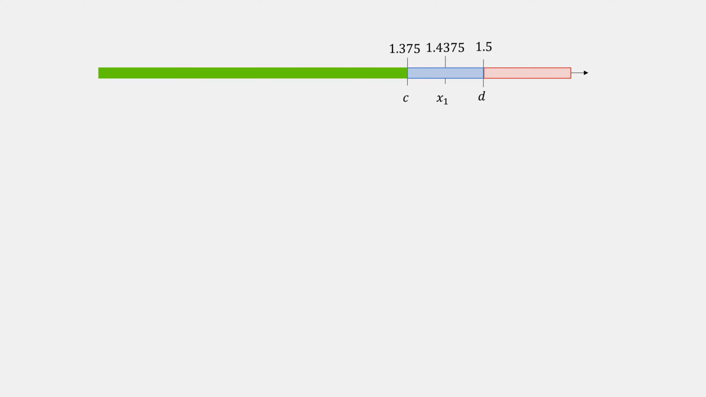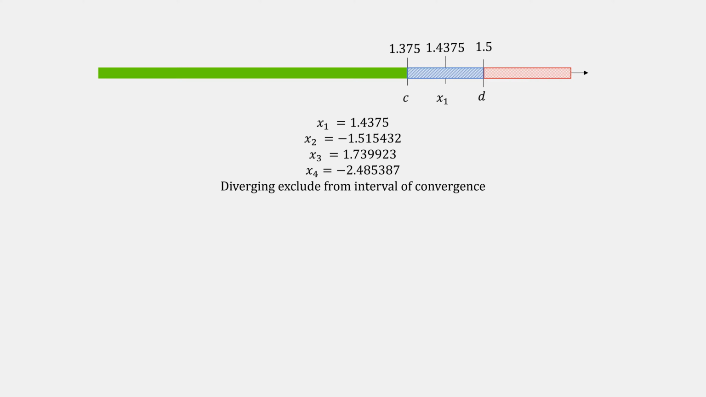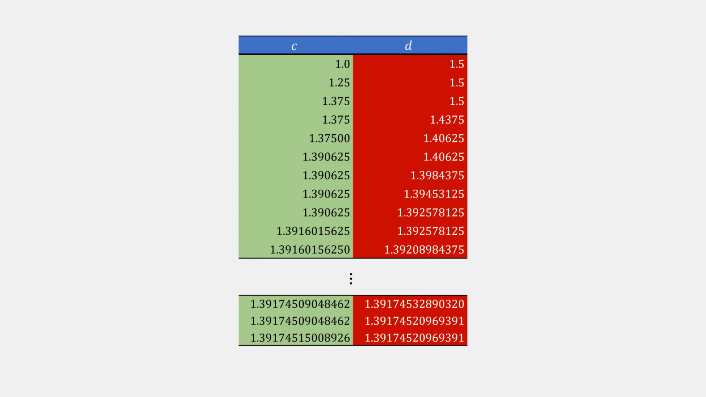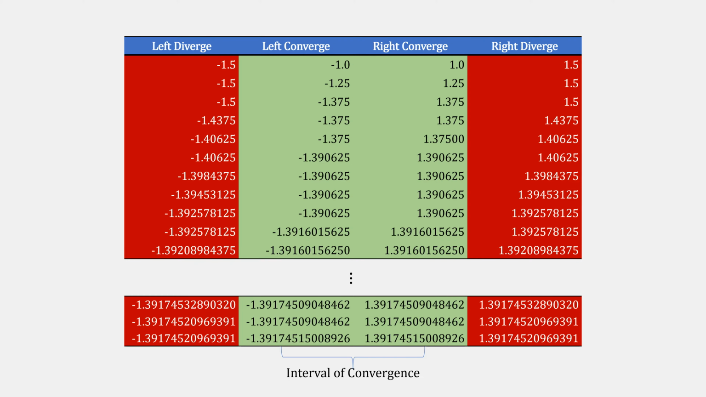Again, we take the midpoint between c and d and test it using Newton's method, although this time it looks like it is diverging. So we'll exclude it from our interval of convergence. And we keep repeating this process until c and d come together. Here are our actual numbers for c and d as we iterate through them. But this is only one half of the story. What we need are both sides of the interval. So if we look at this, our actual interval of convergence is between -1.39 and 1.39.